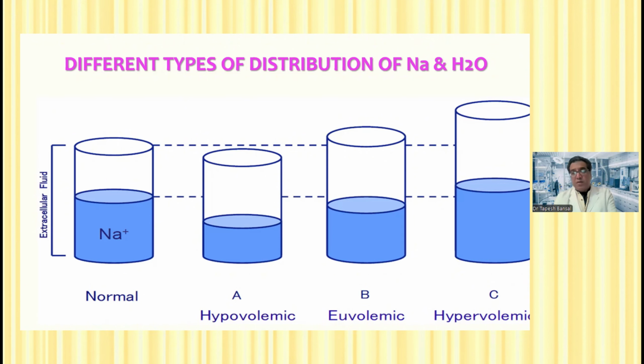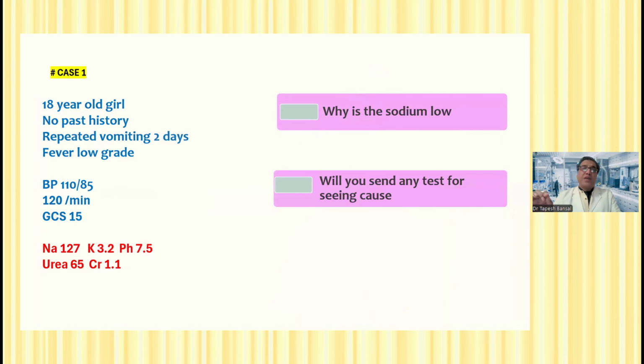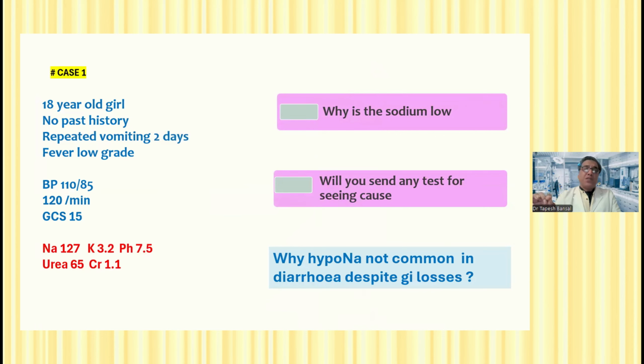Now the combinations and permutations are there in front of you. So we'll start with the case: 18-year-old girl, no past history, repeated vomiting for 2 days, and she has a low grade fever. BP is 110/85, pulse 120, GCS is normal, and sodium is low, potassium is low, pH is alkalotic, urea 65, creatinine 61.1. Now the question is, why is the sodium low?